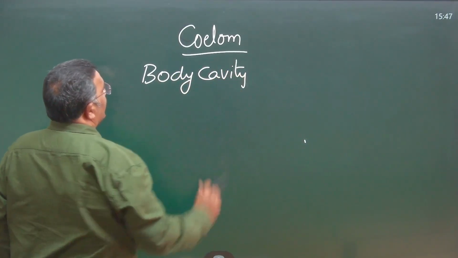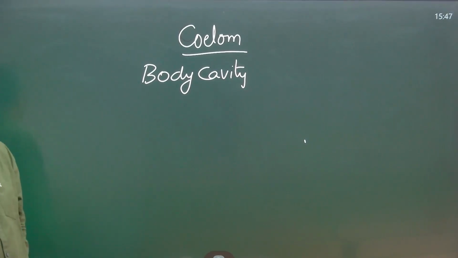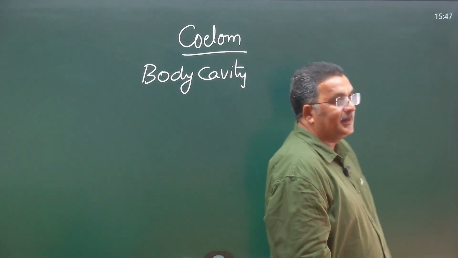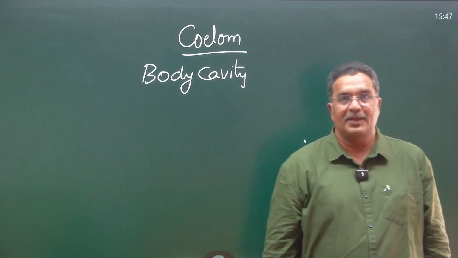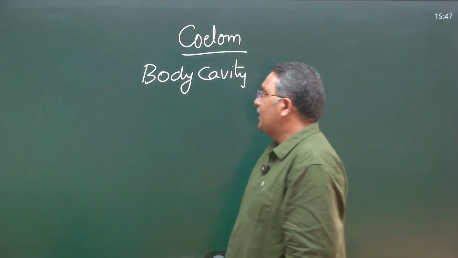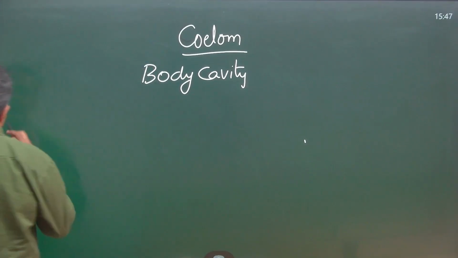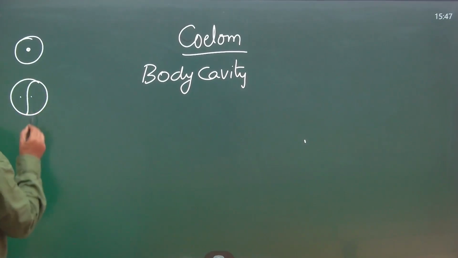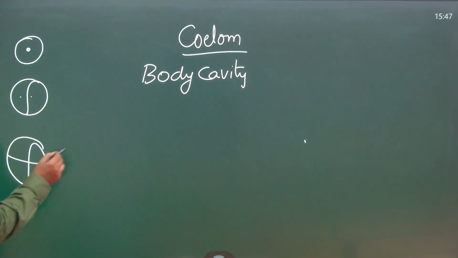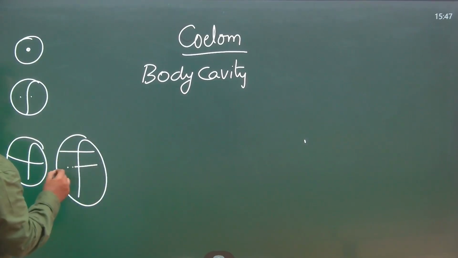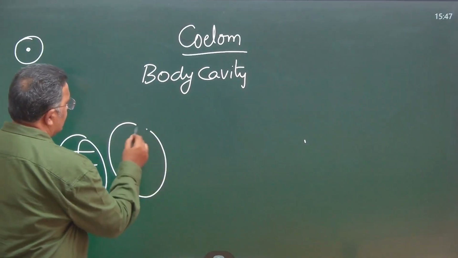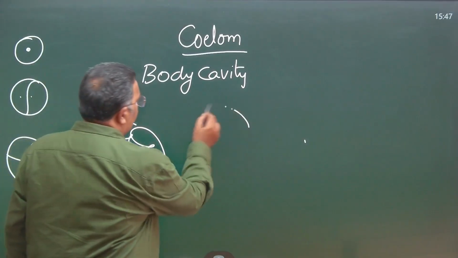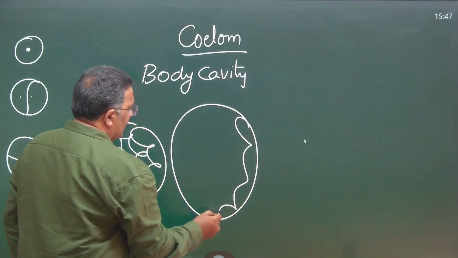Coelom means body cavity. Coelom simply we can call body cavity. So where does the coelom appear? To understand this, we need to start the story from the zygote. Zygote divides, two cells are formed, then four cells, then eight cells. Likewise, there is a stage called morula, and morula develops into blastula.